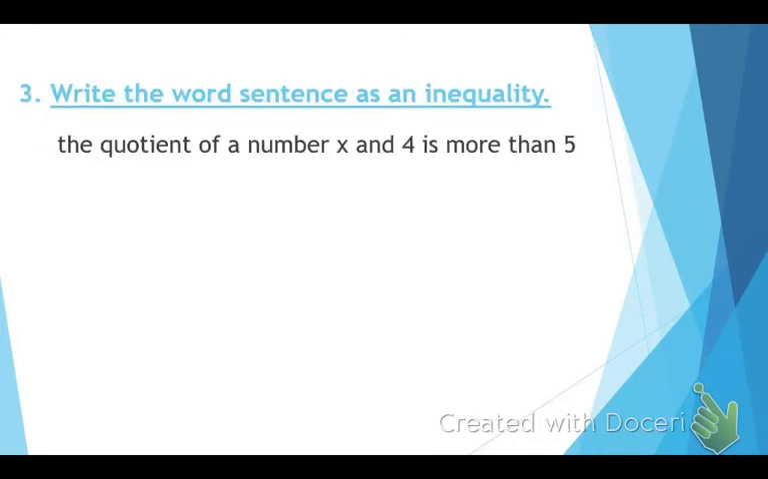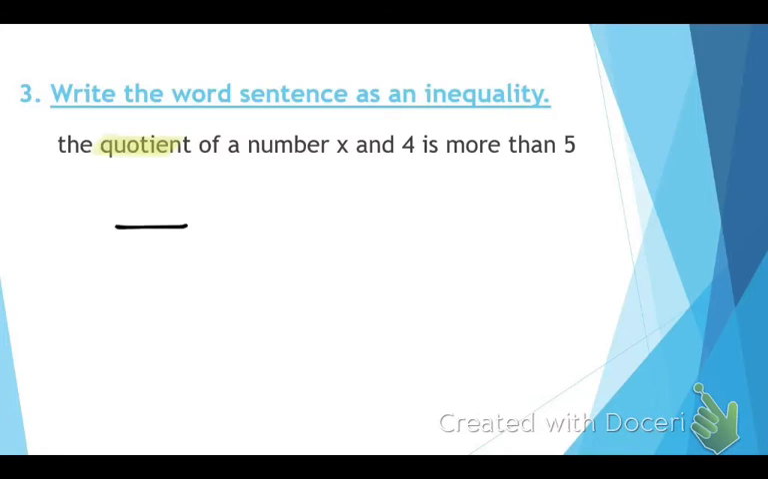For problem number 3, it asks us to write the word sentence as an inequality. The thing that's going to help a lot of you who are struggling with some of these vocab words is that blue words into math paper, okay? On that paper, you saw the word quotient. Guys, what does a quotient mean? Divide. That's the answer to a division problem.